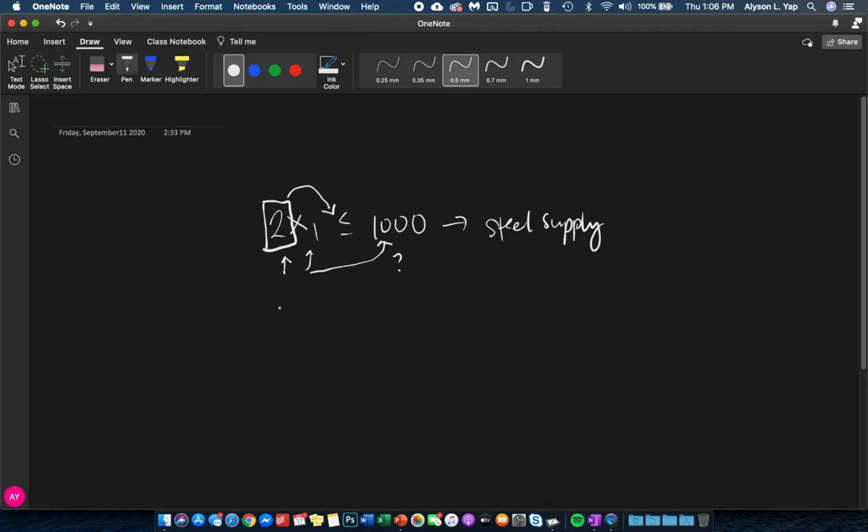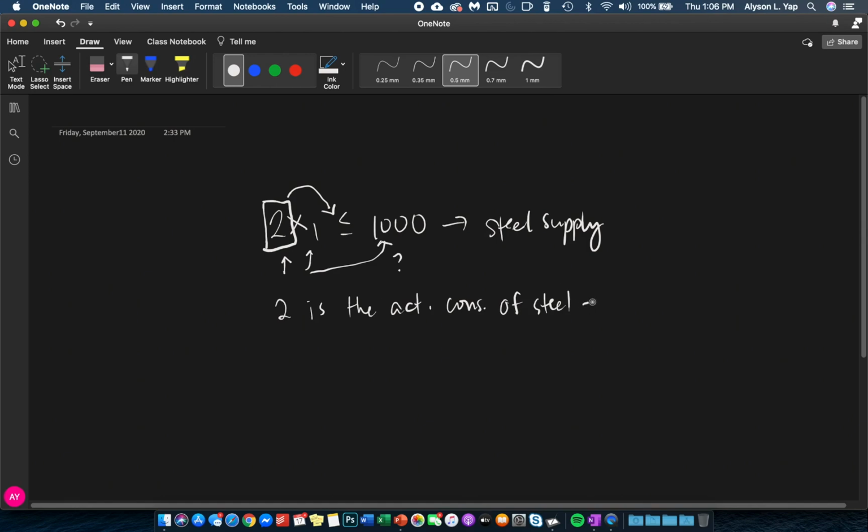In this case, 2 is the activity consumption of steel when you produce x1, or when you produce red gadgets. In the same way, if you look at your wood constraint, you have your 2x2 less than or equal to 1200. This left-hand side coefficient is an activity consumption of wood by x2.